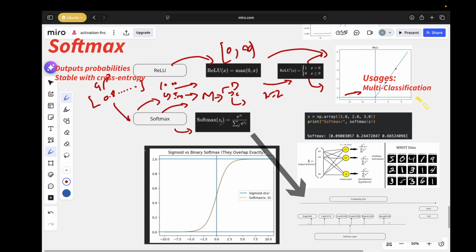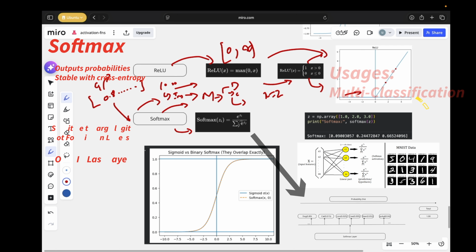It works seamlessly with cross entropy loss, and it highlights higher class confidence. What are the disadvantages? It is sensitive to large logits, has coupled gradients, and is not suitable for hidden layers. How to choose? We choose softmax only when classes are mutually exclusive and the output represents probabilities. Mutually exclusive means that there is a clear distinction, like image classification, sentence classification. These are the areas where softmax is predominantly used.